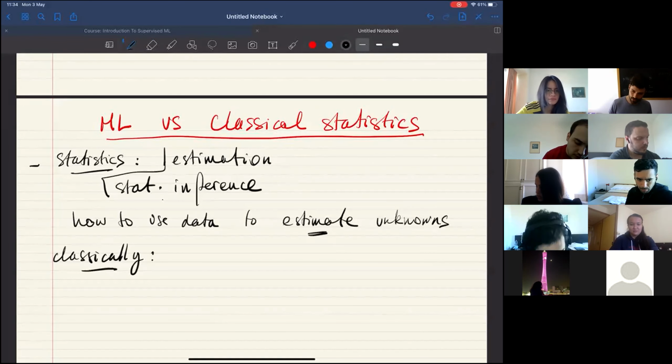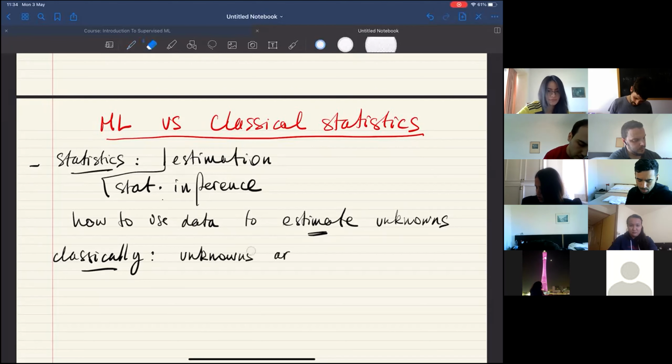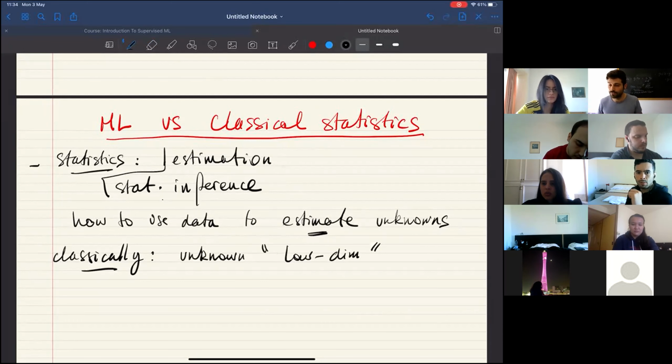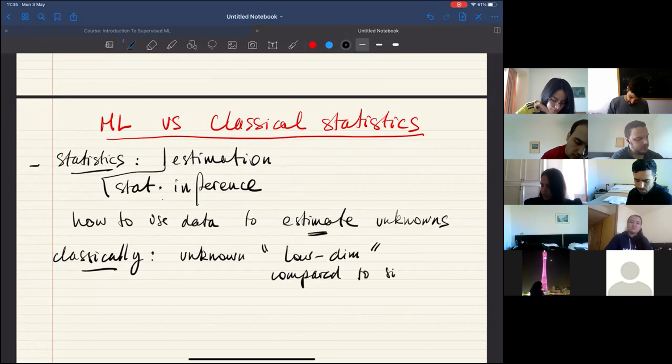Classically, the quantity that you want to estimate, let me say the unknown, it could be a vector of unknowns. The unknown you want to estimate is low dimensional. Low dimensional means that there are just few unknowns you want to recover. And by few, I mean compared to the size of the data set.